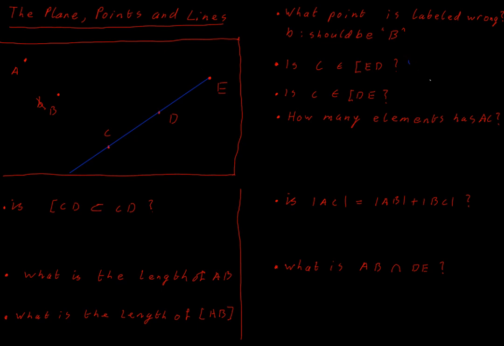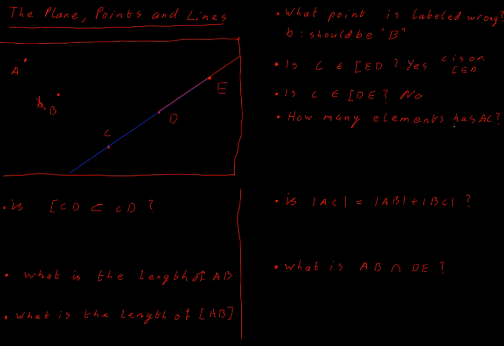Sorry, I need to write that in red. C is on ED. Now, next question. Is C an element of DE? Well, what does DE look like? Let's draw it in. So here we have our red line going as the ray DE. So there's a cap, a square bracket at D. So our line starts at D and goes on out through E. So C isn't on that line. The red line never goes through the point C. So we'd say, no, it's not on that point.